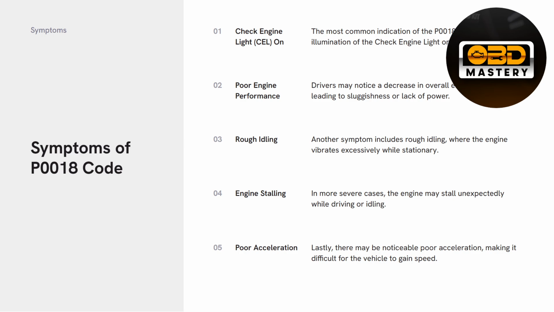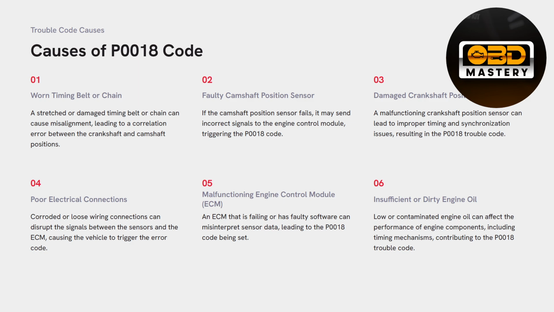It's very simple, but very important to understand those. So rough idle and engine stalling are the two major symptoms, as well as the poor engine performance and the check engine light. Now, the causes of this P0018 code: a worn timing belt or chain, a stretched or damaged timing belt or chain, or misalignments, and it messes with the camshaft or crankshaft positions.